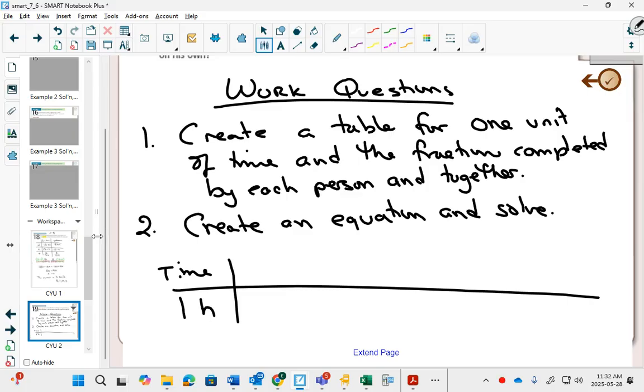Then the people in this question are Marissa, so we're going to look at Marissa's fraction. How much would she get done in 1 hour? She can do the whole thing in 3 hours. So how much would she get done in 1 hour? A third.